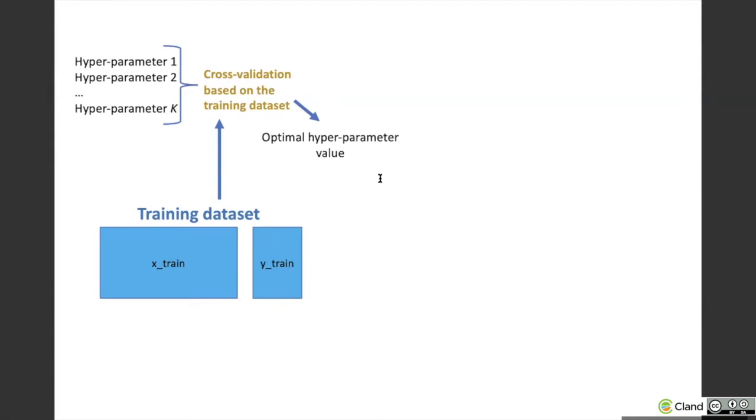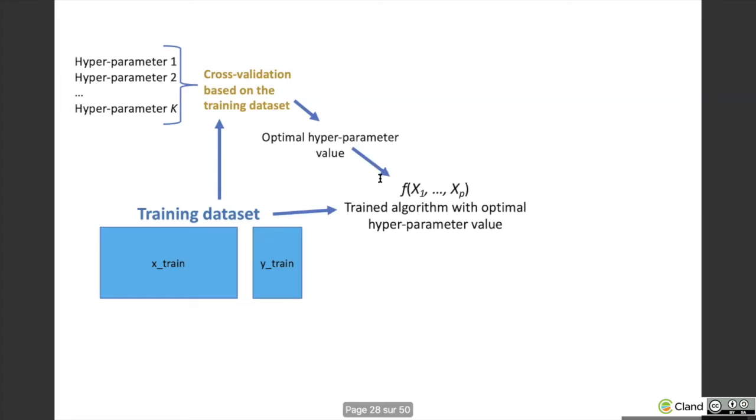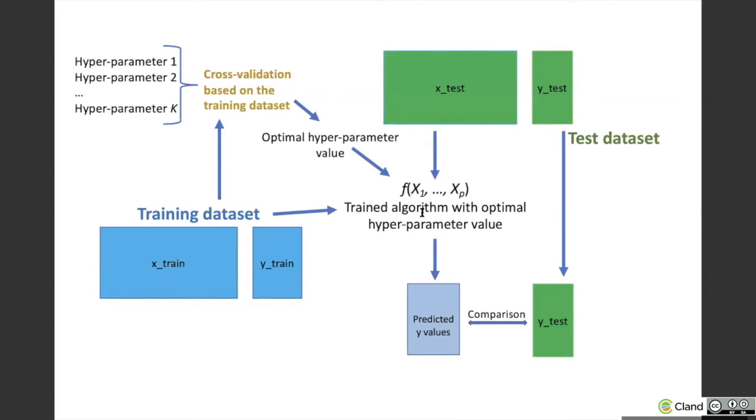From the result of the cross-validation, and using this hyperparameter value, we train the algorithm again using the whole training dataset. So we determine the hyperparameter value by cross-validation, then we use it in the algorithm and train the algorithm for this specific value of the hyperparameter. Finally, we test the algorithm with the optimal hyperparameter value using the test dataset as before. And here, in this slide, you see the most common approach used in machine learning.